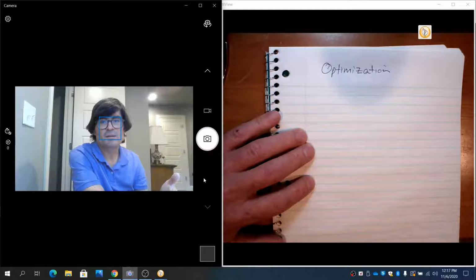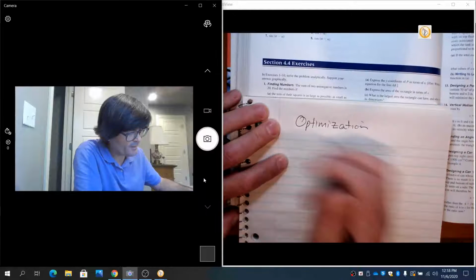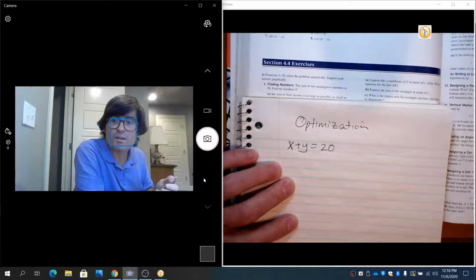We're going to start out with kind of a simple example. We're going to have two numbers which add to 20. Let me show you in the book the example which I'm going to use. So we're looking at just question number 1 here. It says finding numbers. The sum of two non-negative numbers is 20. So right off the bat, that means that if we call the numbers x plus y, then they add up to 20. They're non-negative, which means you can't have -2. You can't have -3 plus 23 makes 20. So they're only positive numbers.